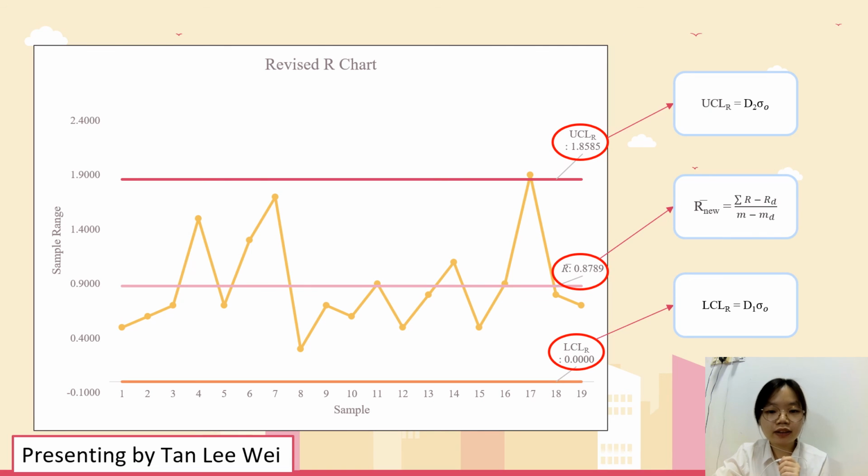In this revised R chart, the point exceeding the upper control limit, which is sample point number 4 in the previous R chart, is eliminated. Then the revised R chart is plotted with the new range of center line, upper control limit, and lower control limit values.